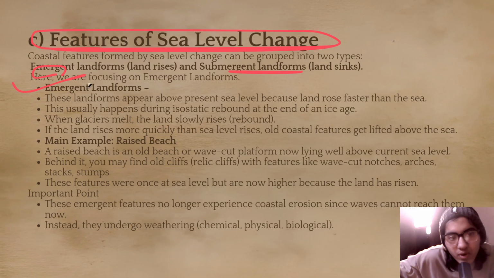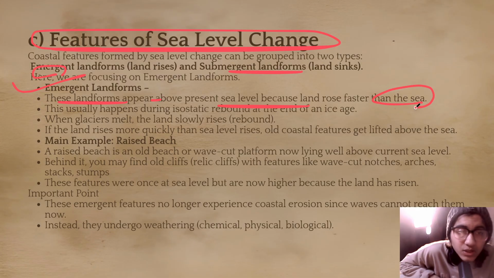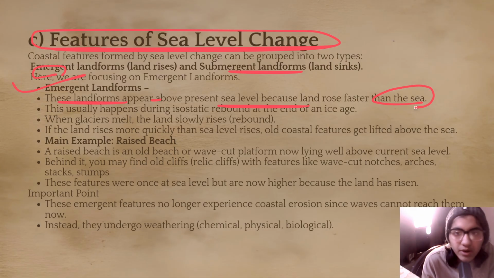The emergent landforms appear above present sea level because the land rose faster than the sea. As the name suggests, what can you expect from emergent landform? That something is emerging, and here we are talking about the land. So land is emerging or rising faster than the sea. This usually happens during the isostatic rebound at the end of an ice age.